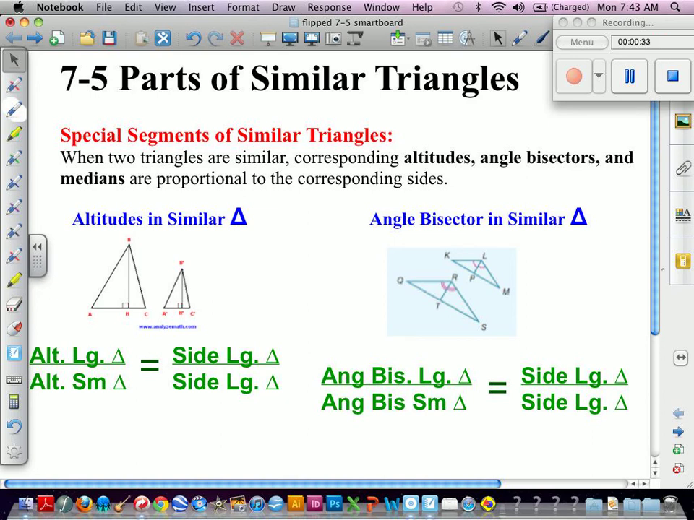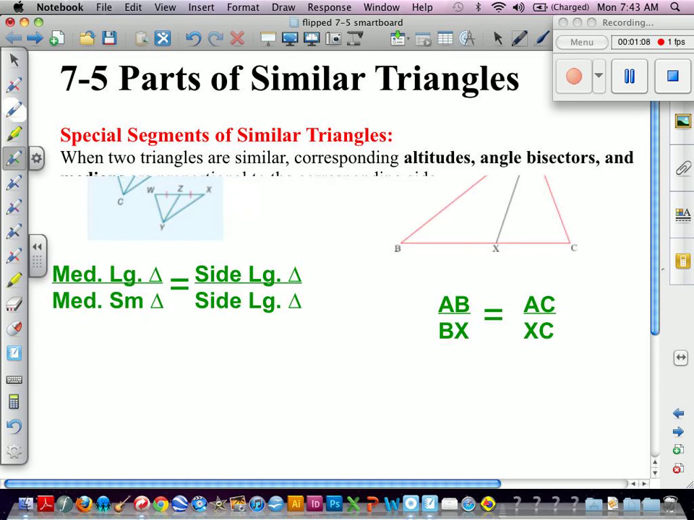All right, so now we know that if we take the altitude over the altitude, it will equal corresponding sides over each other. So altitudes are proportional to corresponding sides when you have similar triangles. The second relationship you looked at is angle bisectors. If you take the angle bisectors over each other and set it equal to corresponding sides over each other, so angle bisectors are proportional to corresponding sides.